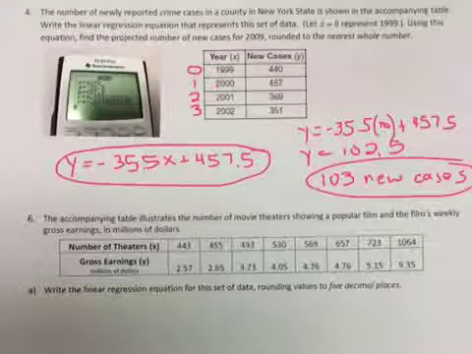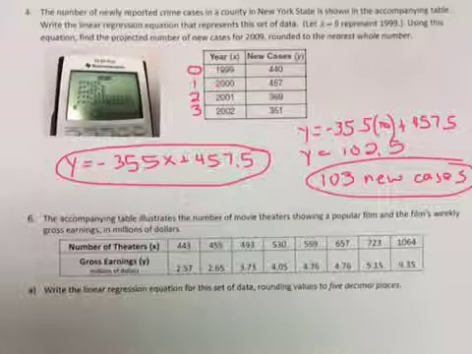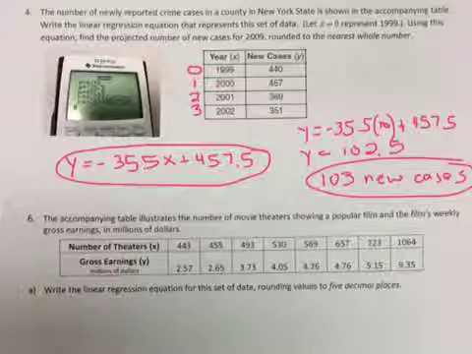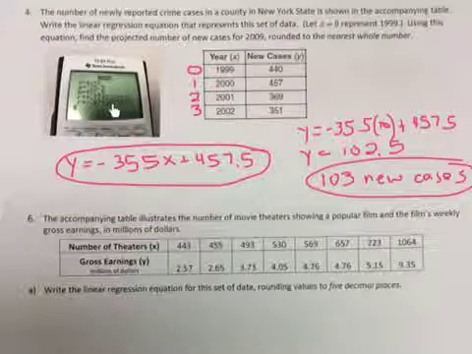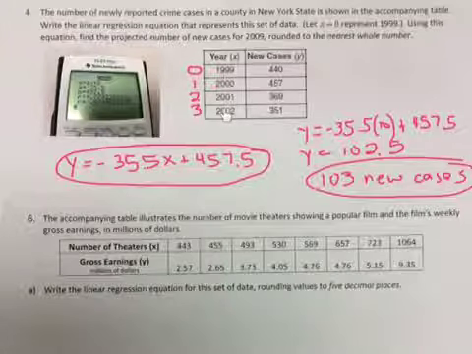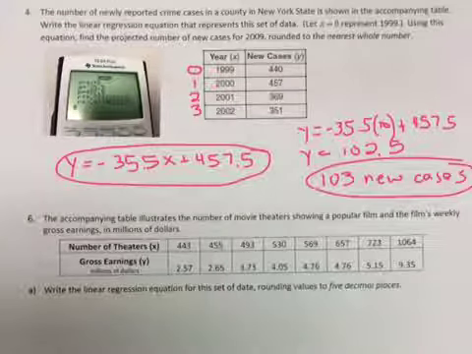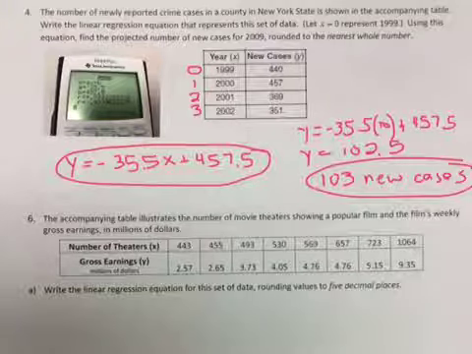And again, I want to just point out that because the slope of our line is negative here, the correlation coefficient, look, you can see right here in the calculator, is also negative. Which does make sense because as the years are going up, the number of new cases is going down.